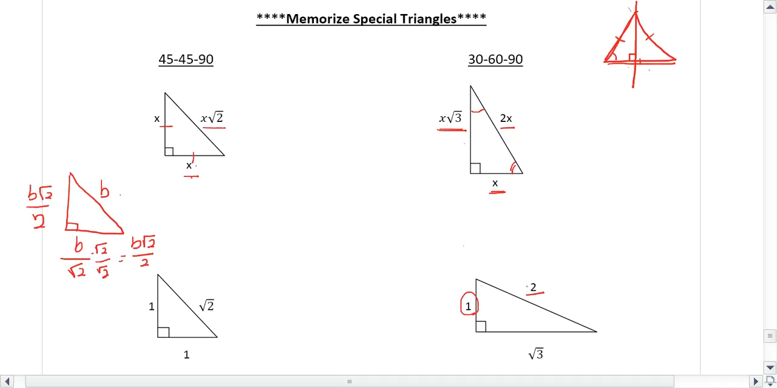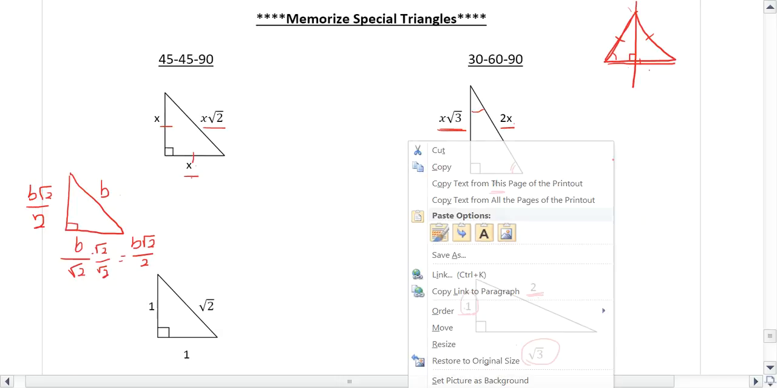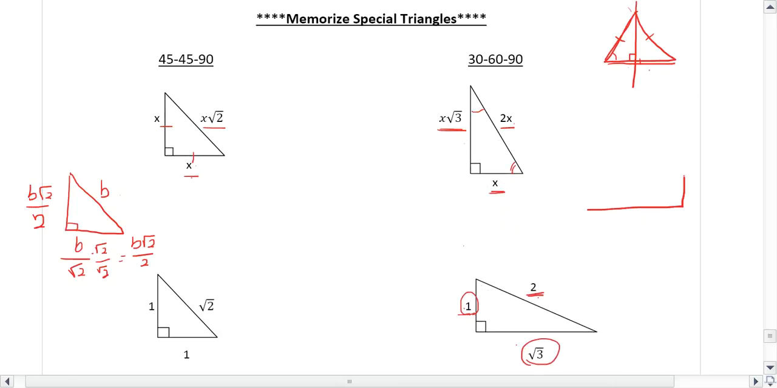And again, if you forgot that, you could use Pythagoras down here. 2 squared is 4. 4 take away 1 is 3. Therefore, the long leg is the square root of 3. It's the short leg times the square root of 3, and 1 times square root of 3 is square root of 3. So if you're given the short leg, you would double it to find the hypotenuse, and you would times it by the square root of 3 to get the long leg. The tricky one with these is if we were given the long leg.